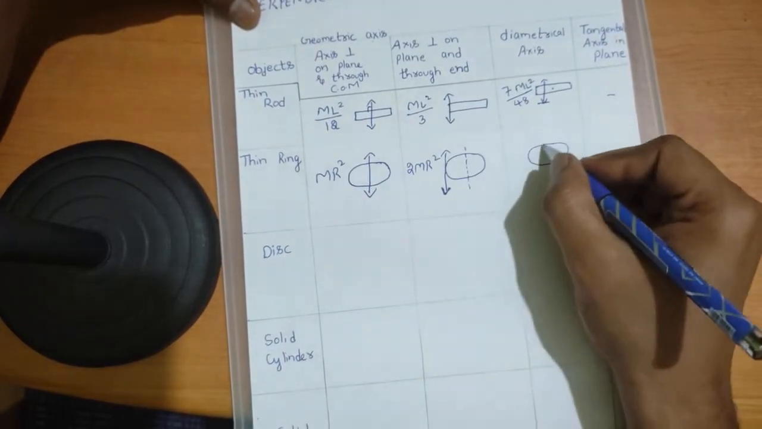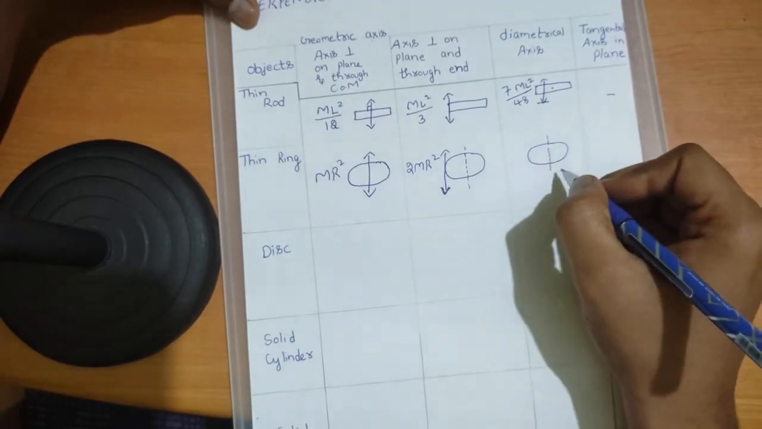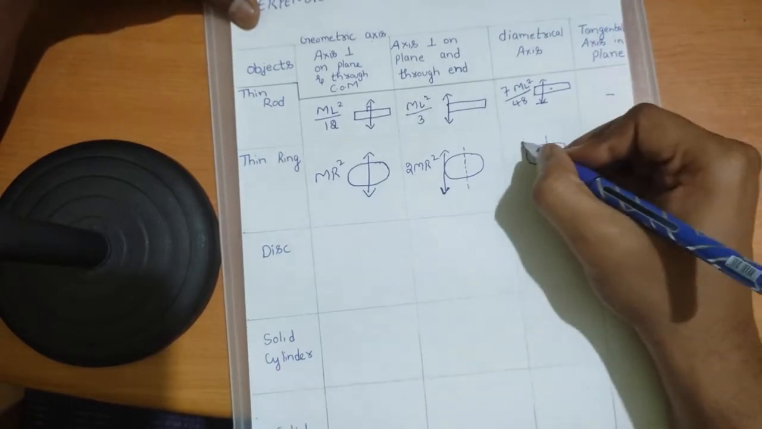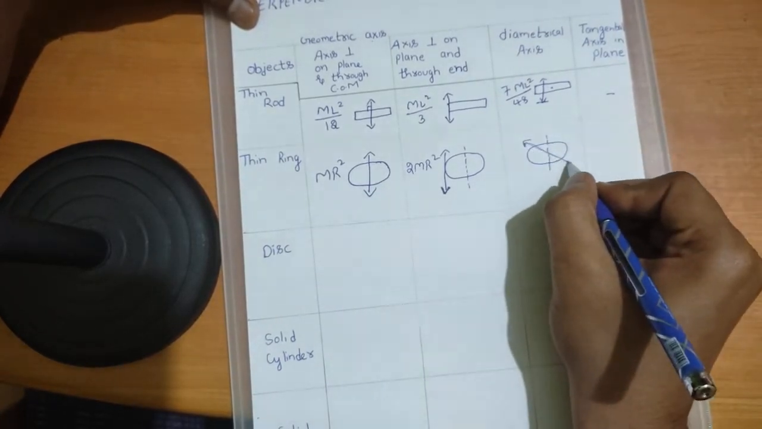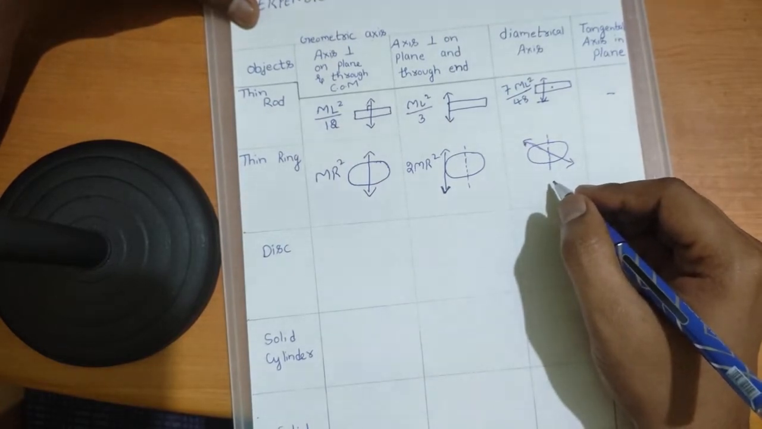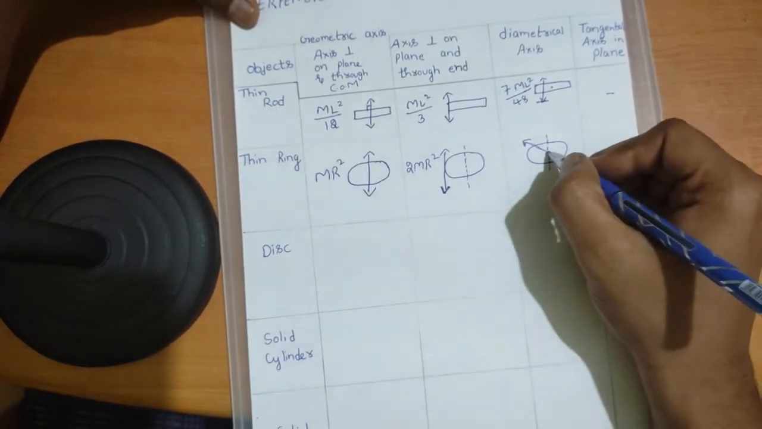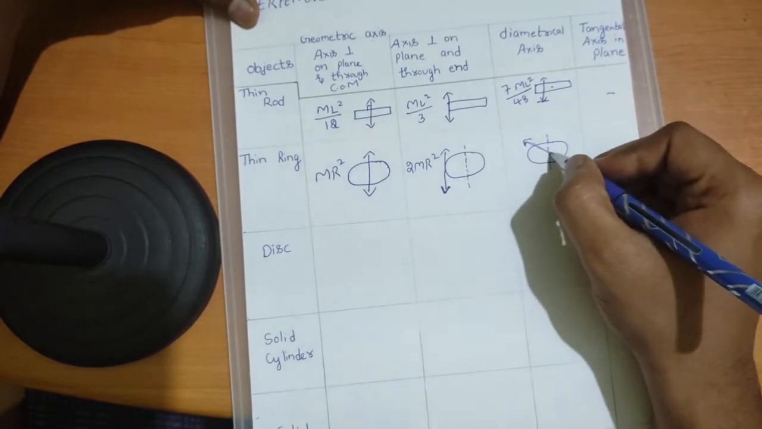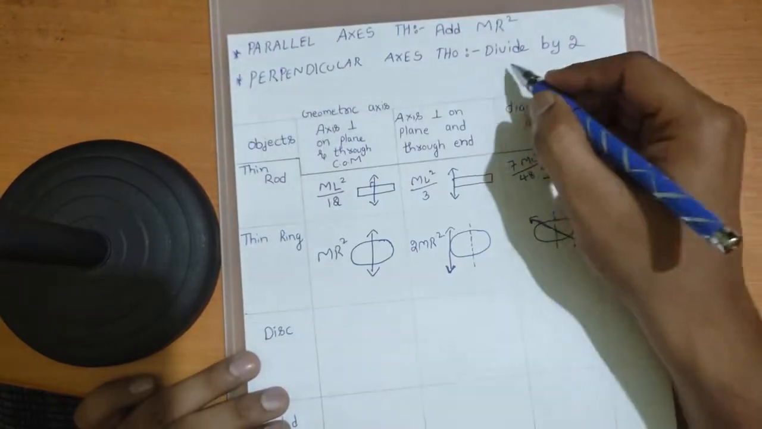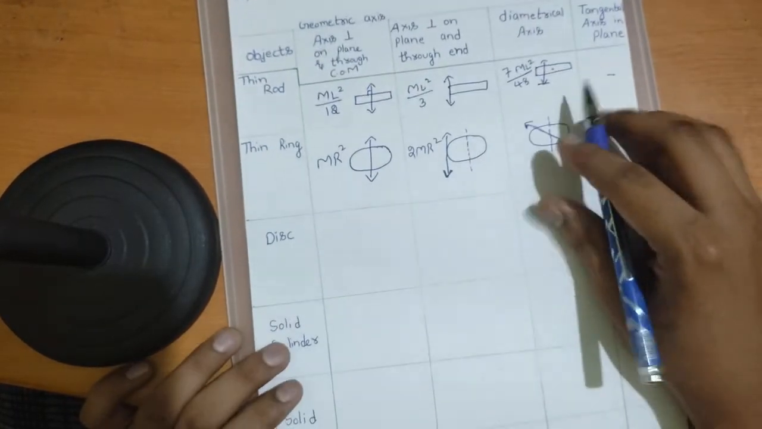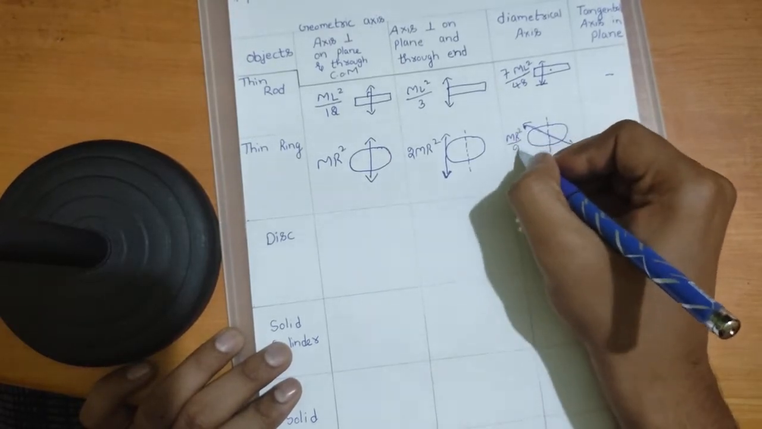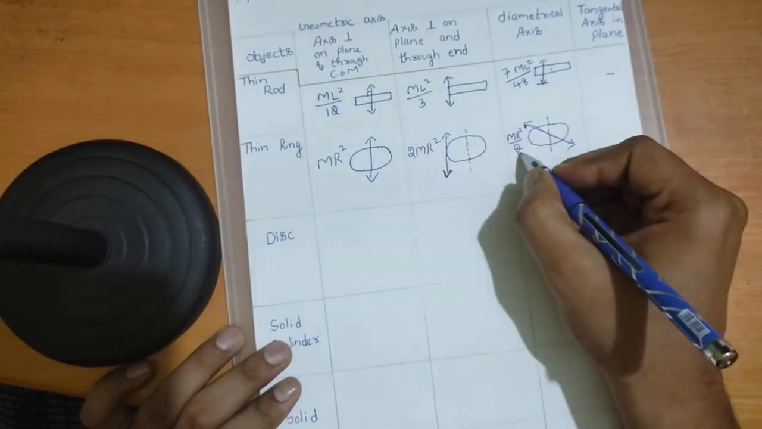Now this is a geometrical axis. He is asking for the diametrical axis. So this is the diametrical axis. In this case, just observe how these two axes are perpendicular to each other. So we have to divide by 2 in the case of the perpendicular axis theorem. So mr² by 2. This we have to divide by 2.